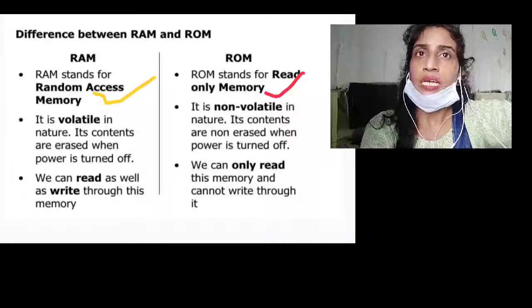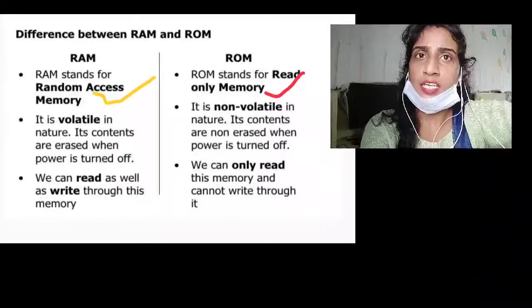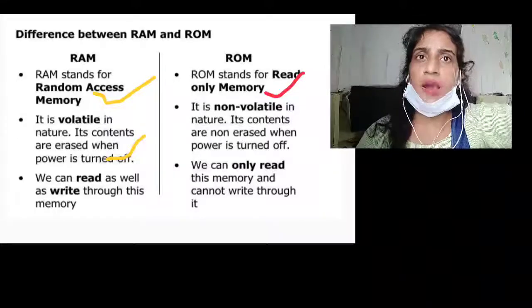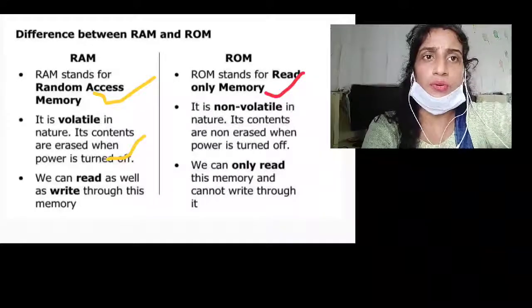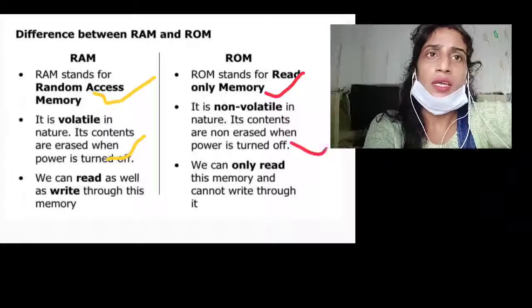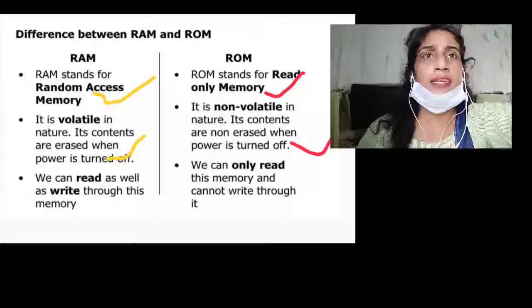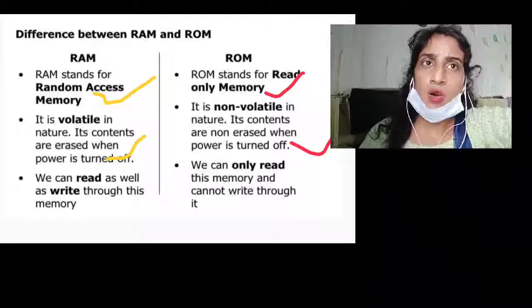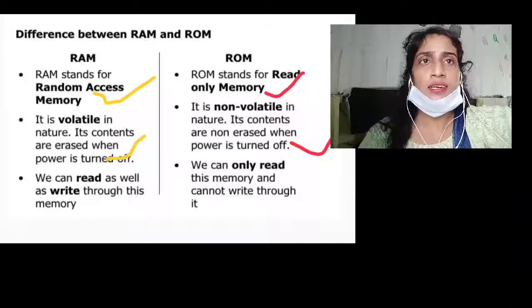RAM is volatile in nature. Its contents are erased when power is turned off. ROM is non-volatile in nature. Its contents are not erased when power is turned off.